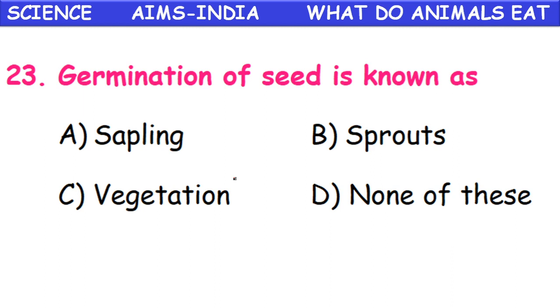Germination of seed is known as sprouts. The germination of the seed produces the sprouts. If you take a seed, it germinates to release a white color structure, called radicle and plumule. So, this is called a sprout.